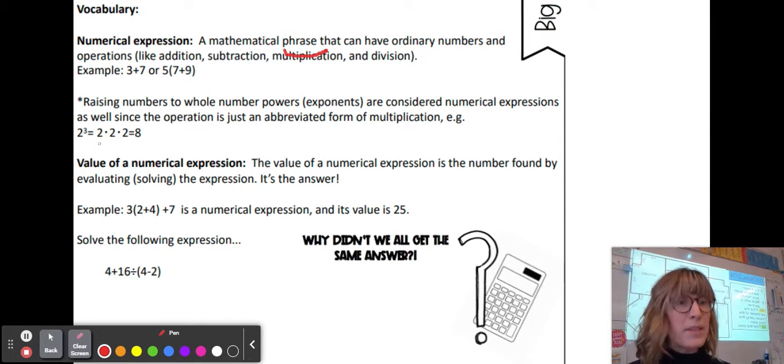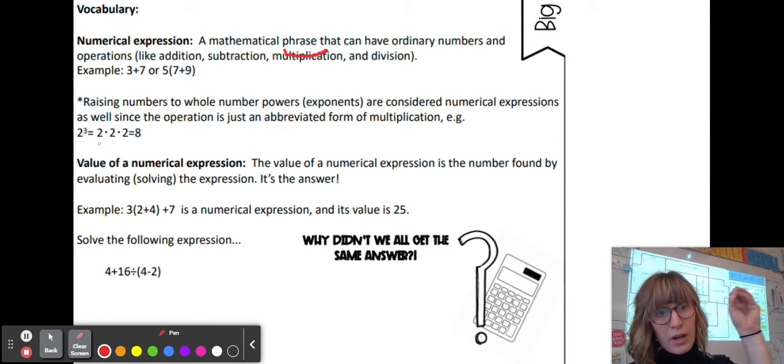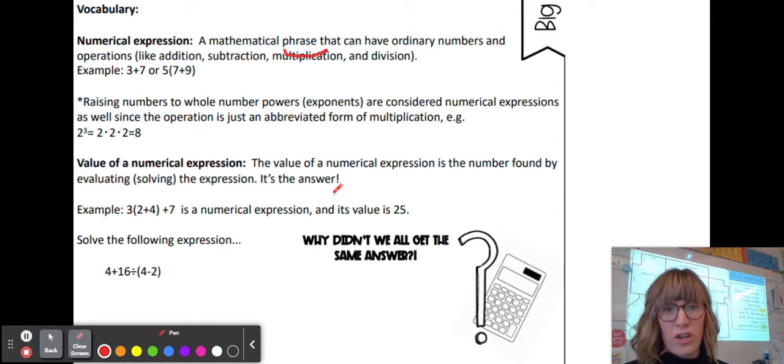The value of a numerical expression is found by simply solving or simplifying the expression itself. So it's just the answer. It's not an equation, right? So there's not a this equals this. It's just the most simplified version of an expression. If you look at this example here, you can see that this numerical expression can be simplified down to the most simplified form of itself, which is 25.